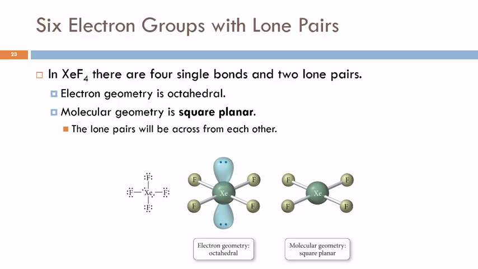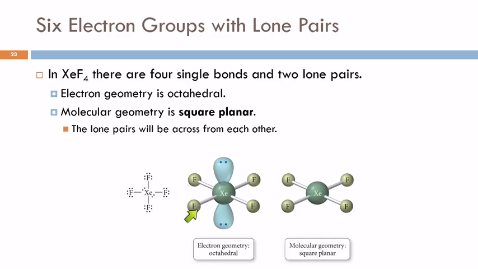What if you have two lone pairs? Xenon tetrafluoride. So here we've got 4 single bonds and 2 lone pairs. So here's our octahedral electron geometry. If we put 1 lone pair on the bottom, now we have to choose where to put the second lone pair. The repulsion between the lone pairs is greater than the repulsion between a lone pair and a bonding pair. So this lone pair has to be on the opposite side.